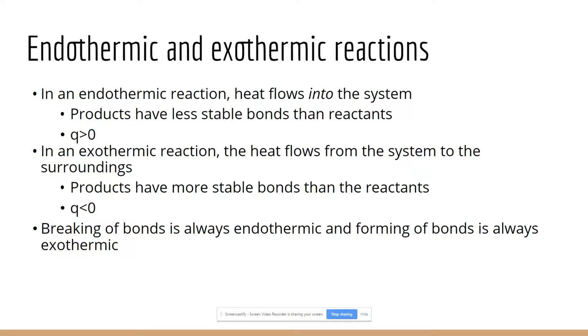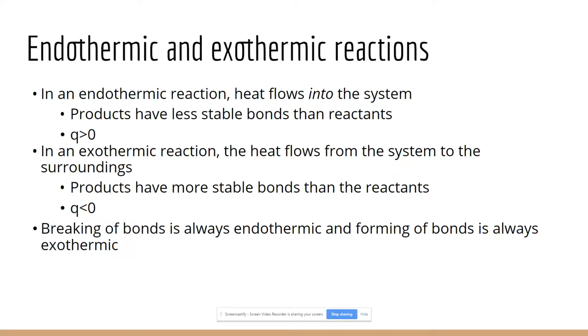Pause here. So in the explanation, I'm actually going to start with the last point that's here, that the breaking of bonds is always endothermic and the forming of bonds is always exothermic. If those two things are, for whatever reason, not true, then the bonds will not break or will not form. So in an endothermic reaction, heat flows into the system. That means that more energy was required to break the bonds than was released forming bonds. So the products have less stable bonds than the reactants. Q is going to be greater than 0.